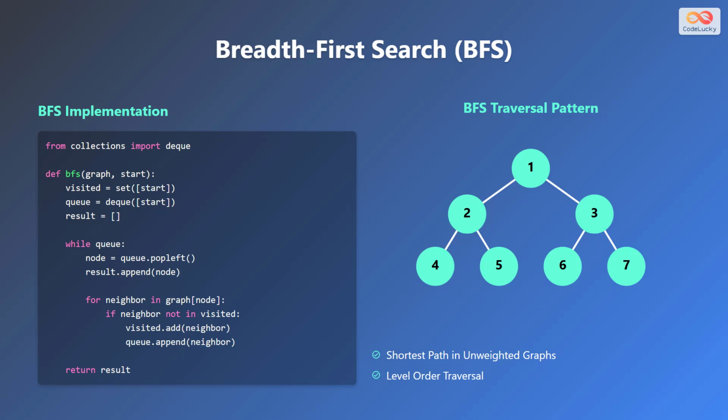Let's delve into breadth-first search, often abbreviated as BFS, a fundamental graph traversal algorithm. In BFS, you explore all the neighbors of a node before moving on to their neighbors. The code on the left shows how to implement BFS in Python using a queue. We start with a given node, add it to a queue, and mark it as visited. We then process each node in the queue by visiting its unvisited neighbors and adding them to the queue. On the right, we have a graph visualization showing the BFS traversal pattern. The nodes are numbered in the order they are visited. BFS is useful for finding the shortest path in unweighted graphs and performing level order traversal.